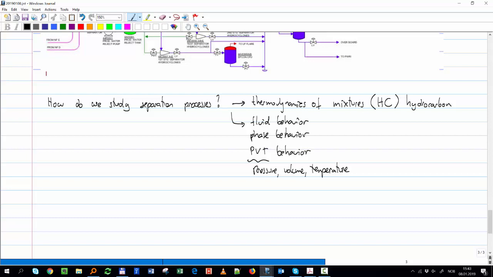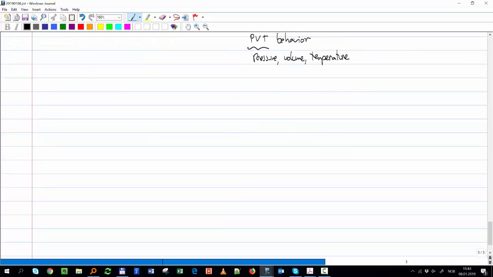So what are the components that oil and gas consist of? Oil and gas consist of several components, right? What we call pure components.